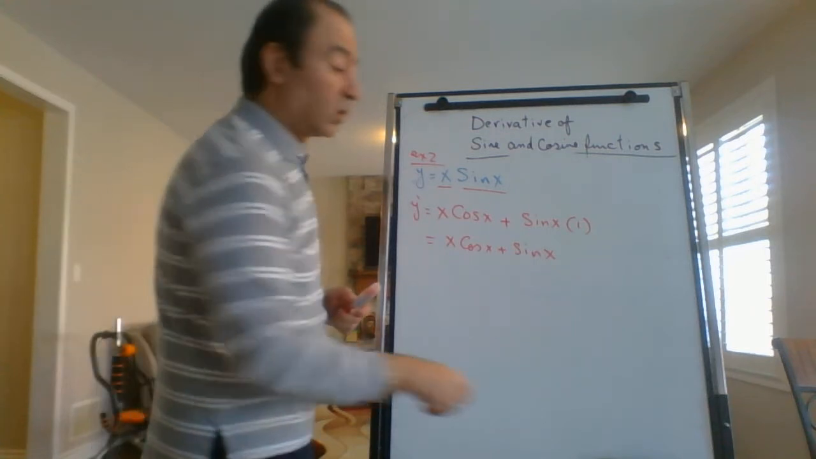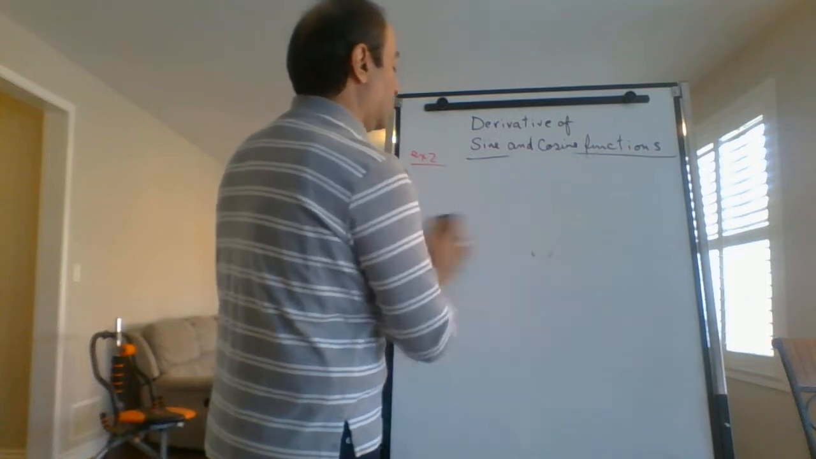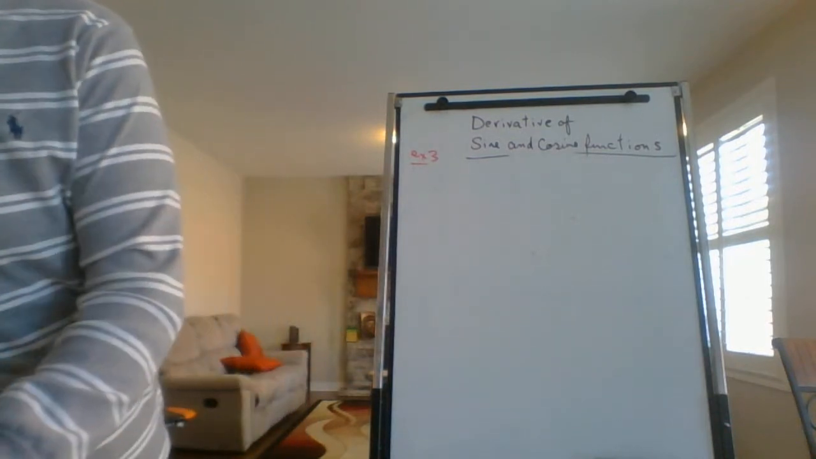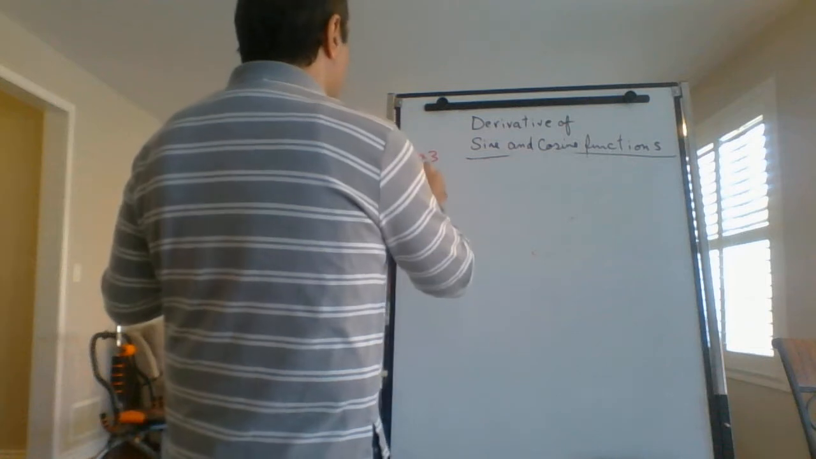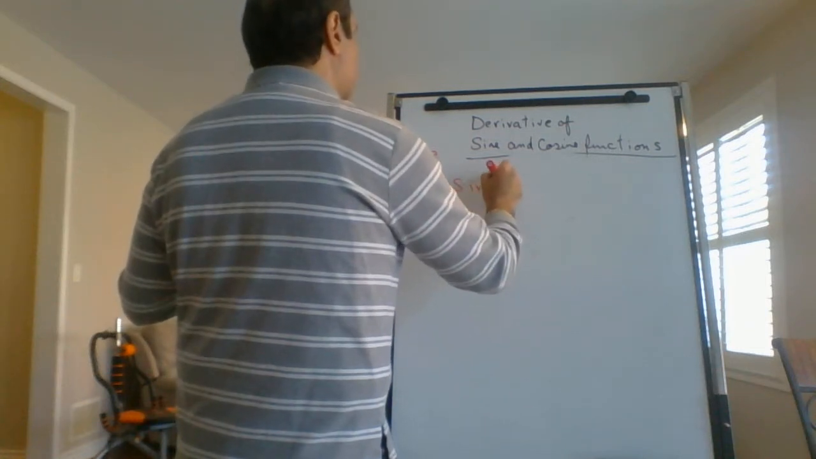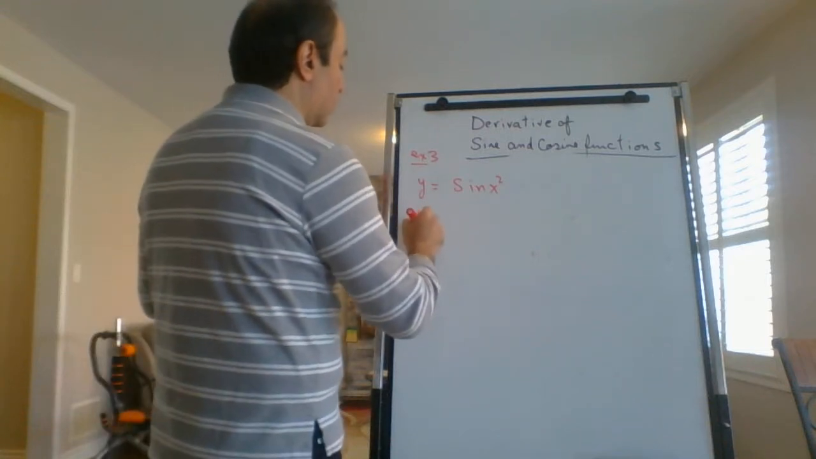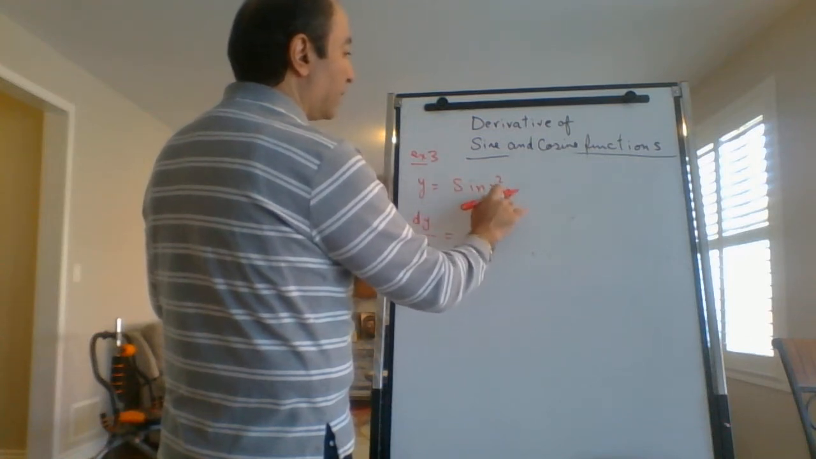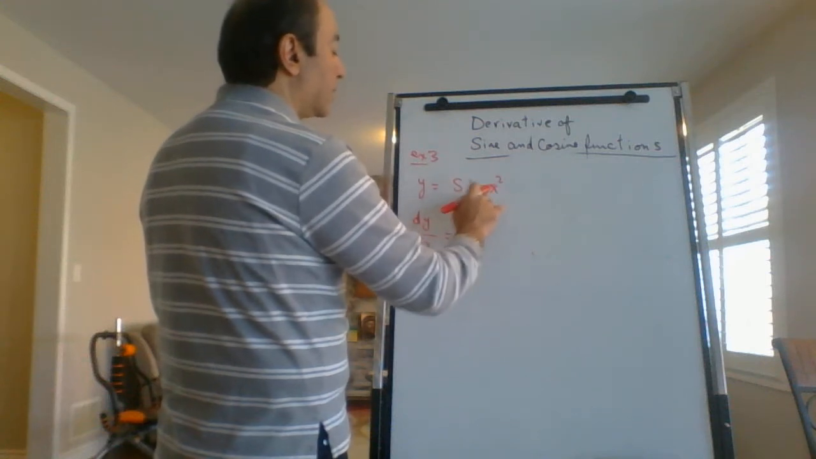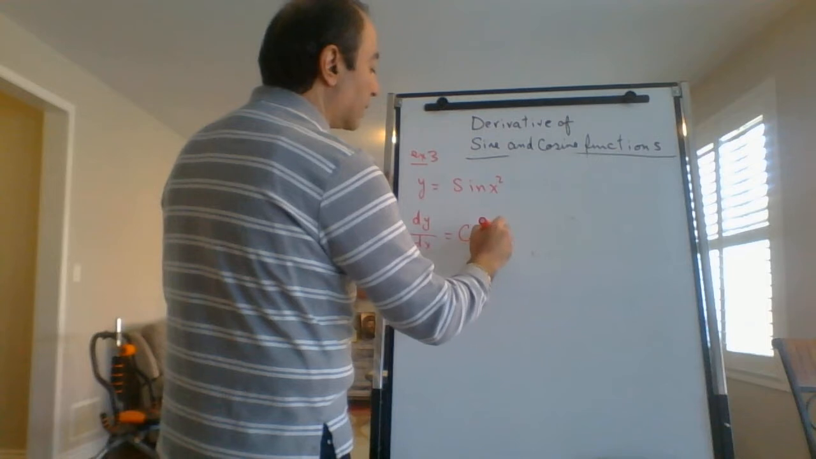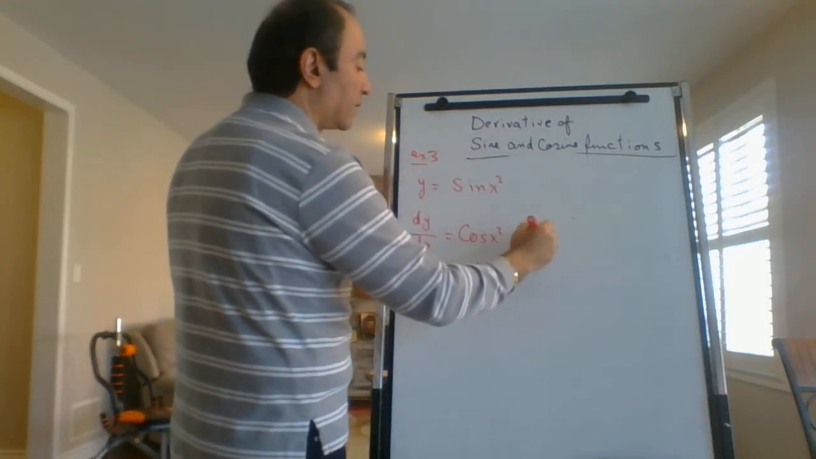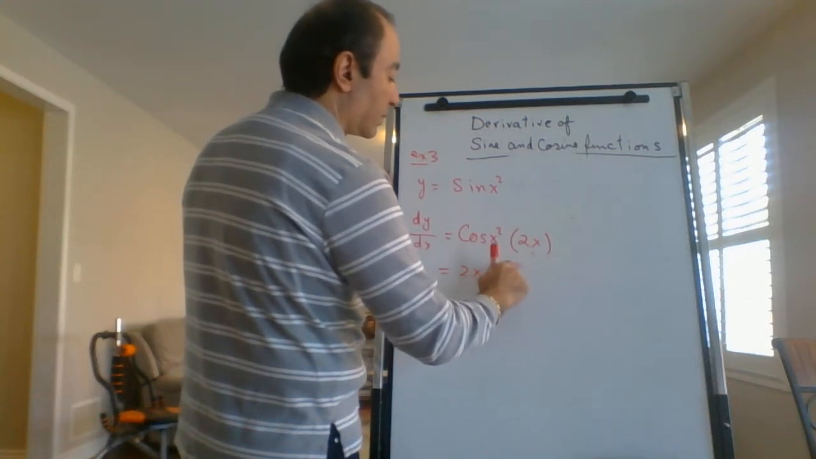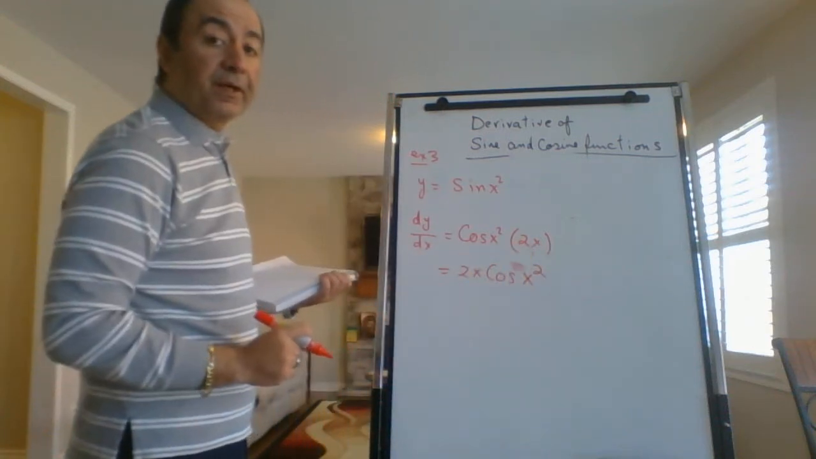Okay. Now let's do one more example. Example 3, y equal sine x squared. So dy by dx or y prime will equal the derivative of sine anything. This is in the form of sine f of x. F of x is x squared. Sine anything, the derivative of that is cosine that thing, times the derivative of f of x, derivative of x squared is 2x. Then we write it 2x cosine x squared. Clear? Okay.